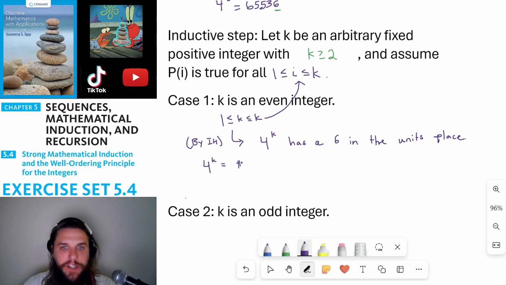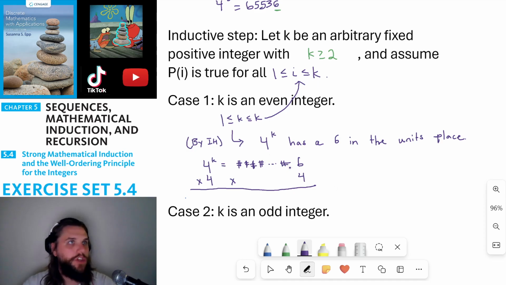So this is going to be some digit, some other digit, and so forth, all the way down to the units digit, which we know is a 6. And we have to imagine what happens if we multiply 4 to the k by 4. So you have to imagine taking this number and multiplying it by 4.